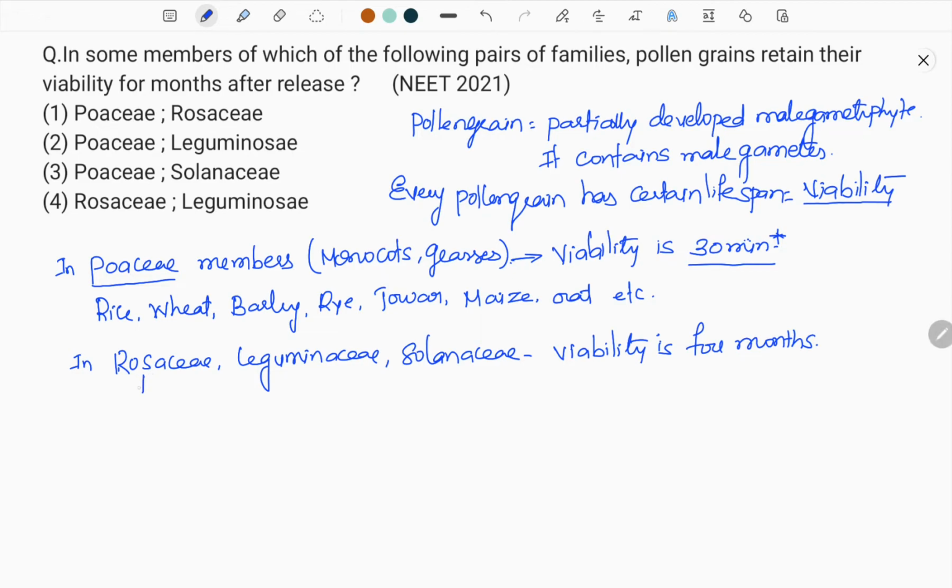In Rosaceae, we can give some examples: the beautiful flower Rosa, and some more like Pyrus malus. And coming to Leguminaceae, it is a family which at the level of family has three subfamilies: Papilionaceae, or we call it Fabaceae, Caesalpinaceae, and Mimosae.